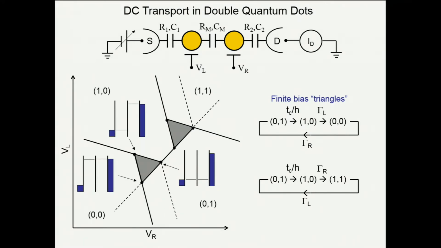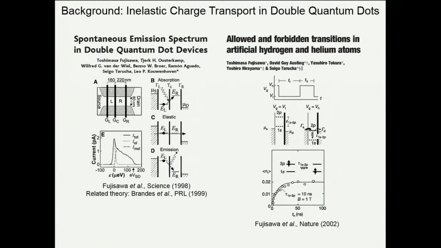And these tunneling events have rates. There's a rate gamma left associated with changing the left electron number. There's a rate gamma right associated with changing the right electron number from 0 to 1. And this tunneling event from 0,1 to 1,0 is called an interdot charge transition because the electron's moving from the left dot to the right dot. Is that okay? All right.